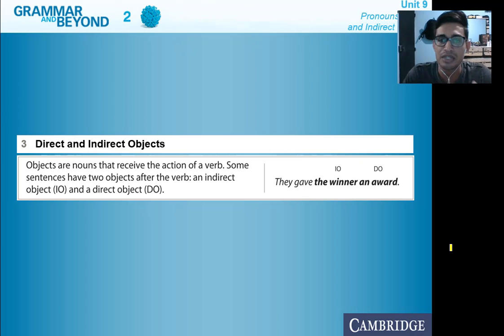Now, to find the indirect object, we ask the question to whom or to what. We add the preposition to there. Be careful. They gave an award to what? Or to whom in this case? To the winner. The winner is the IO or the indirect object.